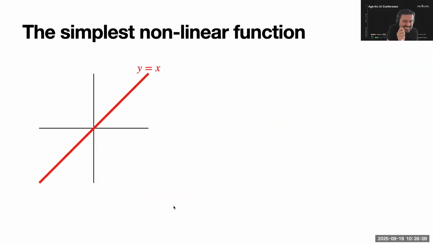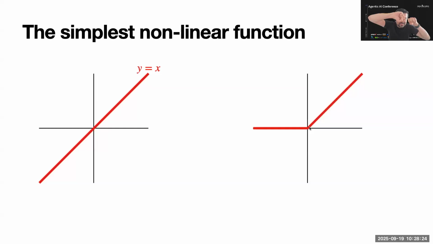It's the simplest nonlinear thing I can do. So what's a linear thing? The function y equals x. That's a line. How do I get to a nonlinear? I'm just gonna break the line and cut it, okay? And I have the ReLU function.